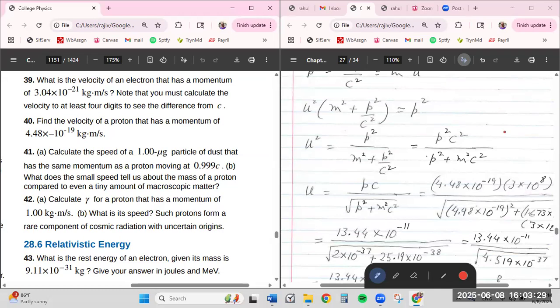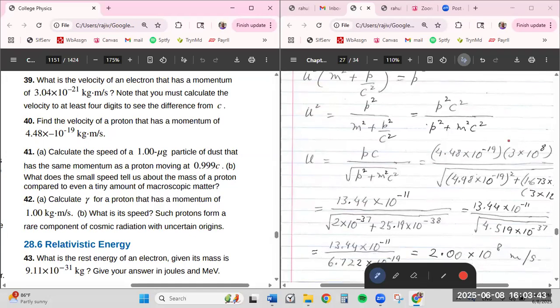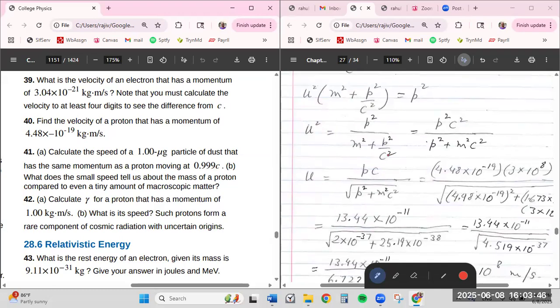And divide both sides by this parentheses here. So u squared equals p squared over m squared plus p squared over c squared. And then you multiply top and bottom by c squared to simplify this a little bit. So you end up with p squared c squared in the numerator. And when you multiply the denominator by c squared, in the first term, you just get m squared c squared. In the second term, the c squared cancels the c squared in the denominator. So that's the end result here.